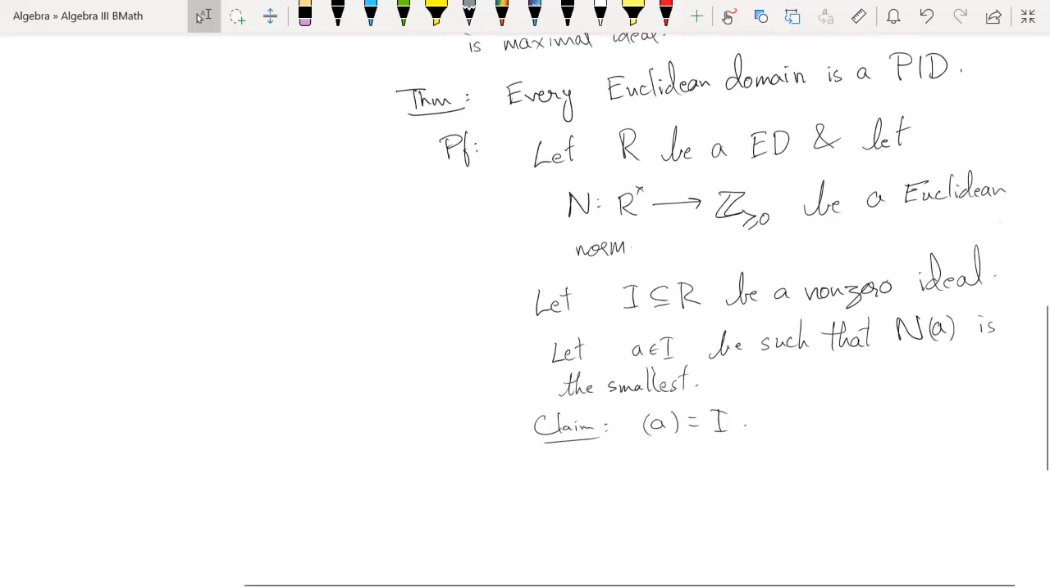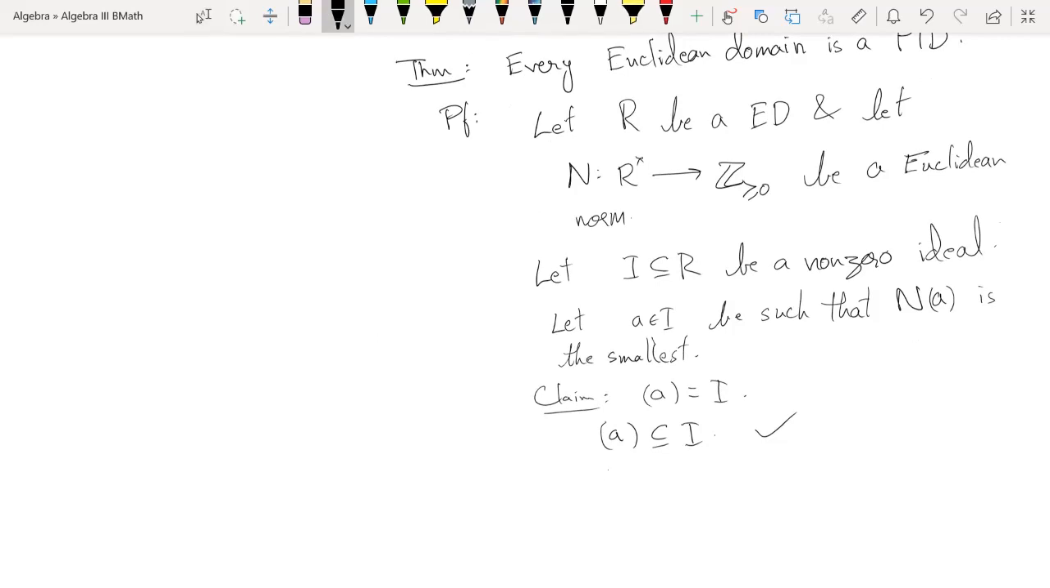Yeah. So of course the ideal generated by A is contained in I, because A is an element of I, so any multiple of A is already there. So we only have to show the other inclusion. So let B be some element of I. Then we want to show that B belongs to the ideal generated by A.